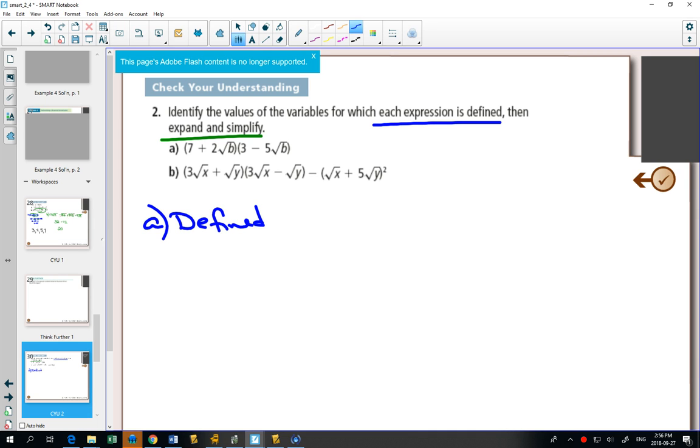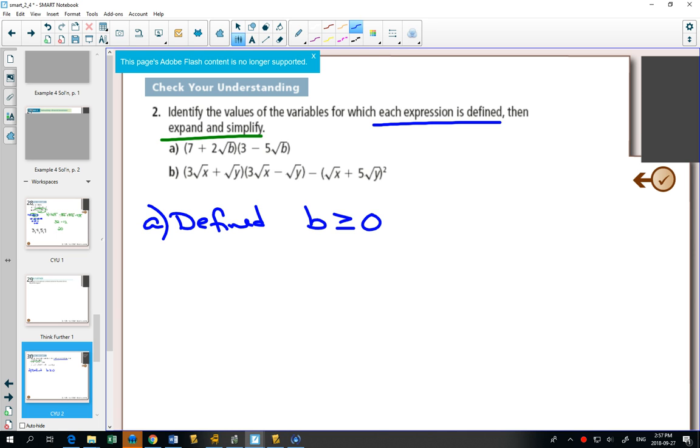our variable inside is b. Can b be positive? Can b be negative? No. Can b be 0? So b cannot be negative, therefore it's defined when b is bigger than or equal to 0.